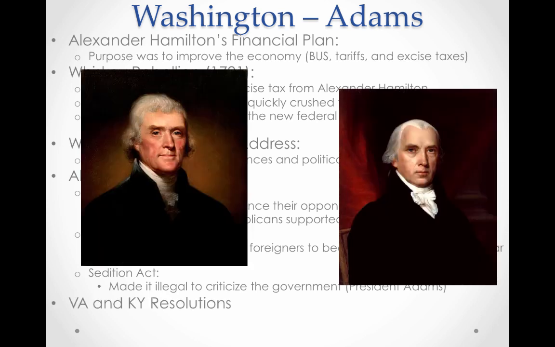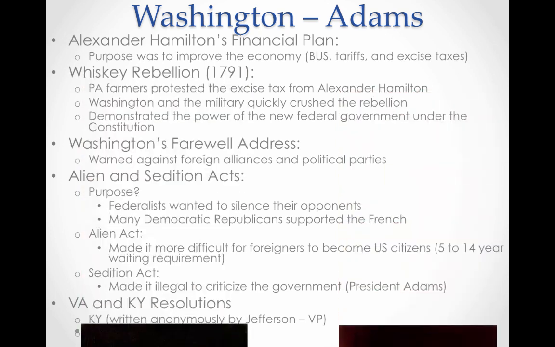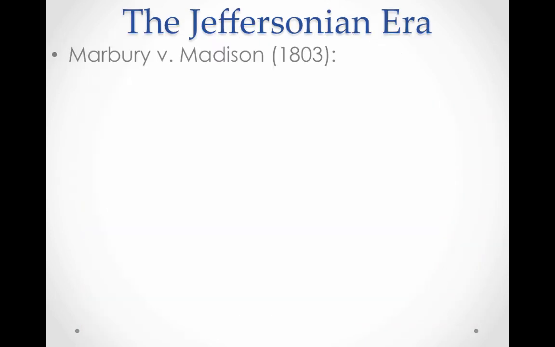So we have a theory called the Virginia and Kentucky Resolutions, written by Thomas Jefferson and James Madison, and they wanted to nullify or void the Alien and Sedition Acts. All right, so as we continue to move through American history, we're going to get to a very important case of 1803, and this was probably the most significant case that we've studied in this course: Marbury versus Madison, which gives the Supreme Court the power that it has today.